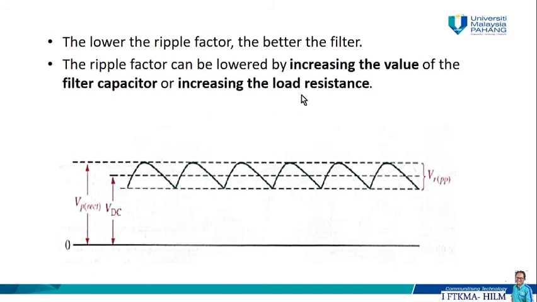So the lower the ripple factor, the better the filter. The ripple factor can be lowered by increasing the value of the filter capacitor or by increasing the load resistance. So we have the rectified peak voltage, and then we have the DC VDC, the average value of the filter's output voltage, which is the average value here. Then we have the peak to peak ripple voltage, from this point to this point.